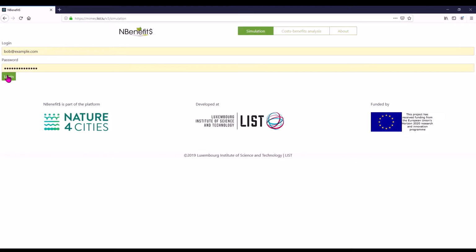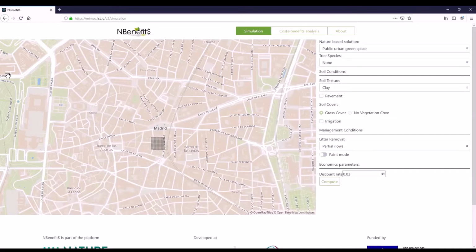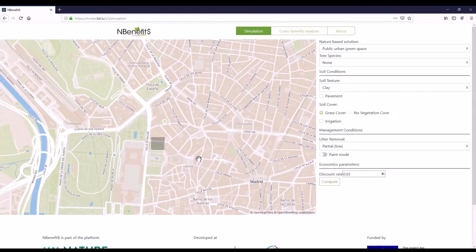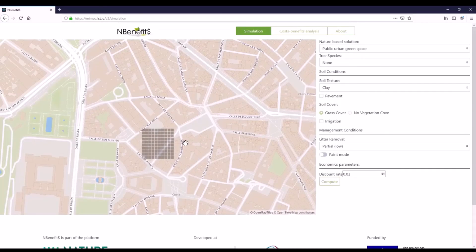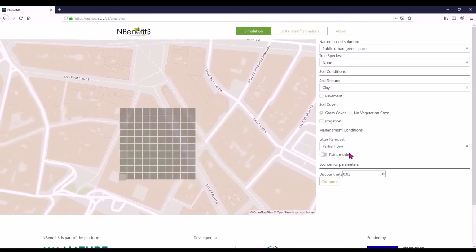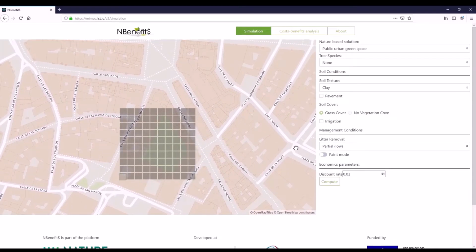You can access the web interface of the tool using your credentials, after which you are immediately directed to the simulation page. Here, you need to manually position a modeling grid that has a 10 by 10 meter cell resolution above the area of the city where you expect to implement your nature-based solution. Each cell of the grid may contain a selected tree among a set of more than 30 species.